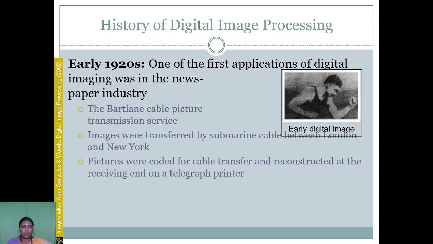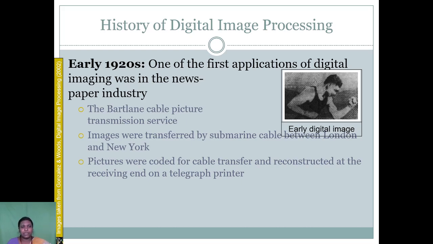History of digital image processing. In the early 1920s, one of the first applications of digital imaging was in the newspaper industry: the Bartlane cable picture transmission service. Here, images were transferred by submarine cable between London and New York. Pictures were coded for cable transfer and reconstructed at the receiving end on a telegraph printer. This is the first application of digital image processing.